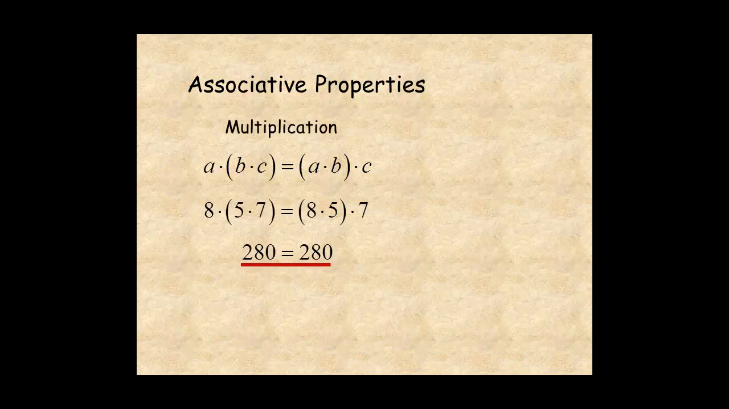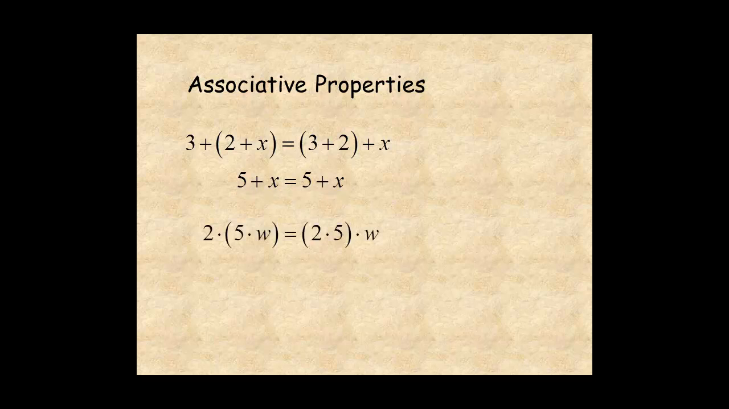Don't get this property mixed up with the commutative property. For the associative property, the order of the numbers doesn't change, just the grouping. The associative properties also work for variable expressions. However you group it, 3 plus 2 plus x equals 5 plus x. And 2 times 5 times w equals 10w.